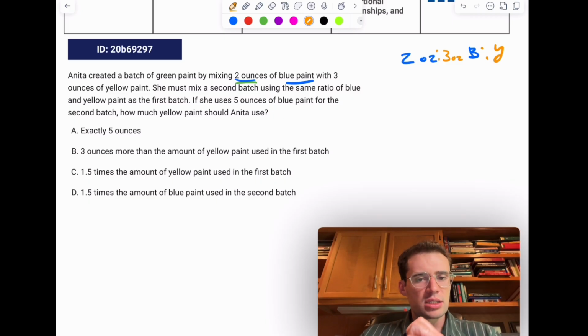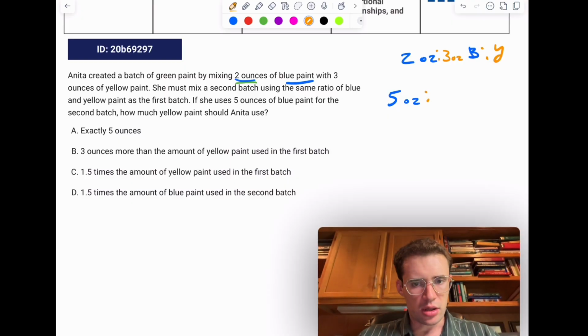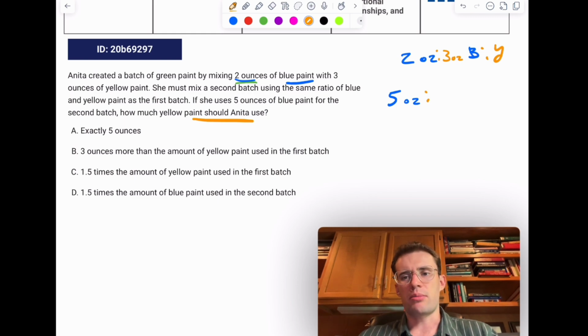She must mix a second batch using the same ratio, this 2:3 ratio of blue to yellow paint as the first batch. If she uses 5 ounces of blue paint in the second batch, how much yellow paint should Anita use? Okay, well, the answer choice is a little weird here, but we'll just figure out the number first.